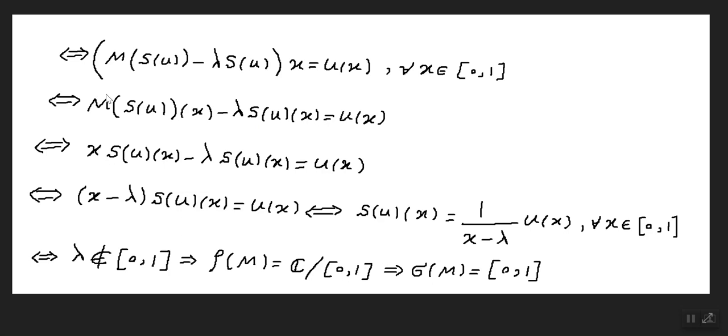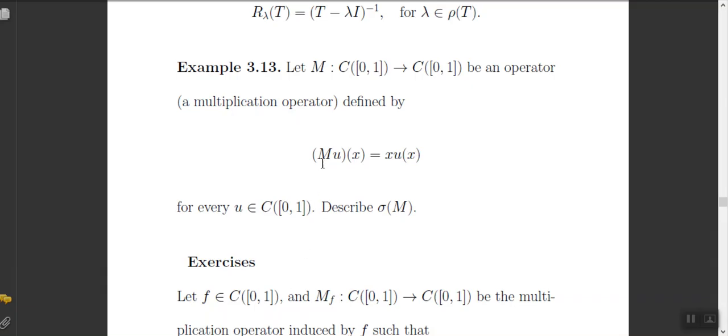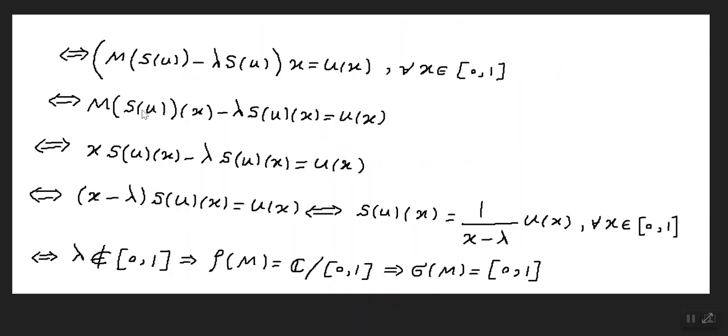Now look at here, S u is a function like v. Look at the definition of M. M is the multiplication operator. It maps every function to another function. If we have (Mu)(x) equals x times u(x), it means here S u is a function, M maps this function to another continuous function, and that continuous function maps every x to x times S u of x. It means simply M maps every function to the product of that function by x. So x times S u(x) minus lambda S u at x equals u(x).